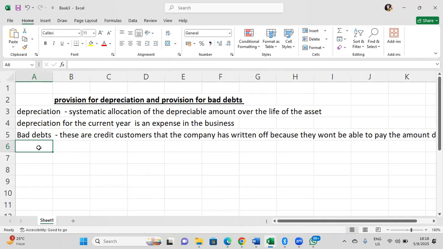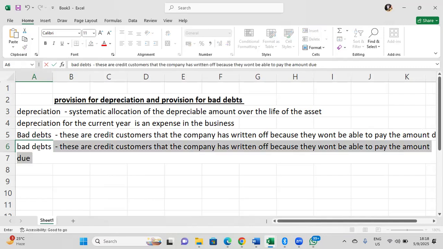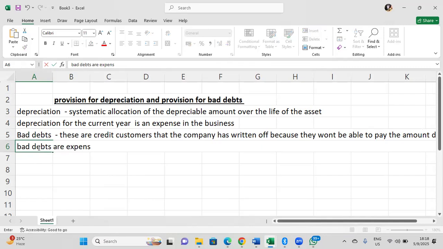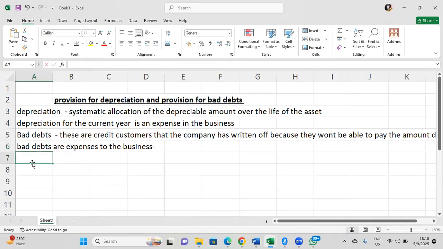So that's depreciation and bad debts. Bad debts are also expenses to the business. They also fall under the bracket of expenses to the business. Okay, now let's move on.